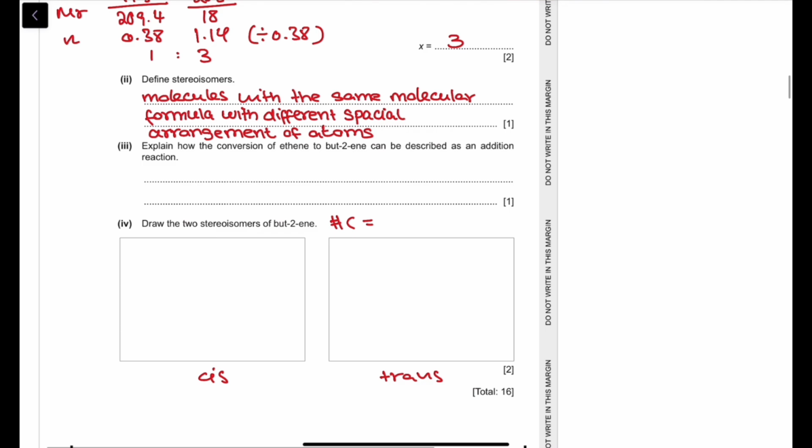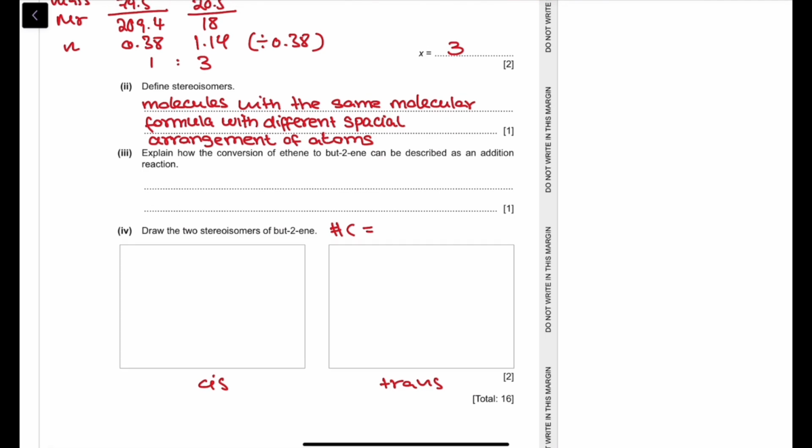Define stereoisomers. This is a fixed definition: molecules with the same molecular formula with different spatial arrangement of atoms. It says explain how the conversion of ethene to butene can be described as an addition reaction. An addition reaction is when two reactants combine and a single product is formed.